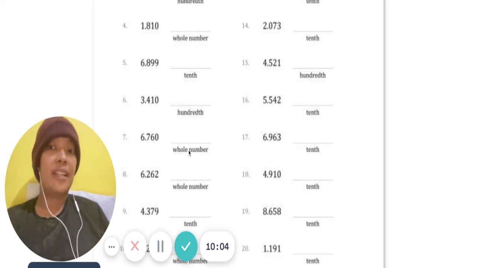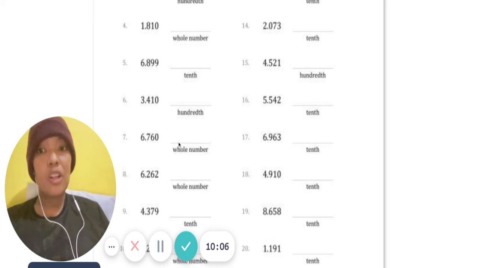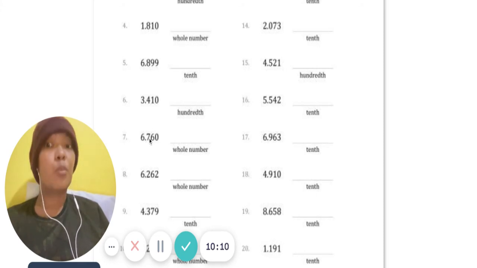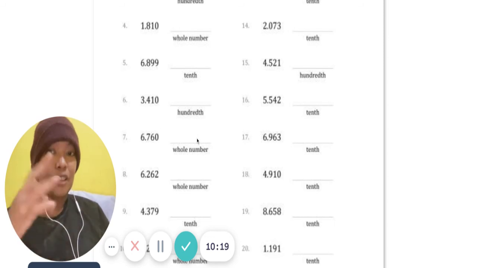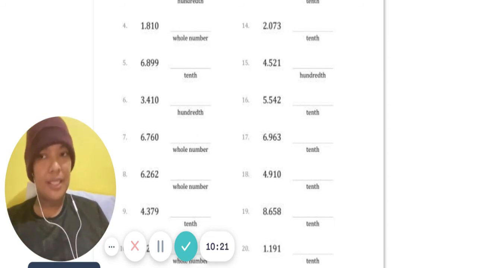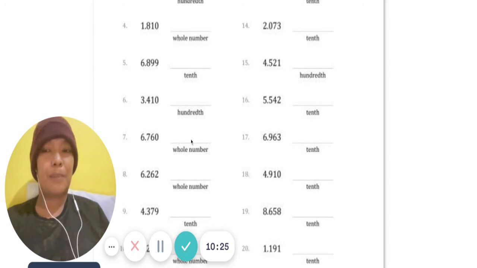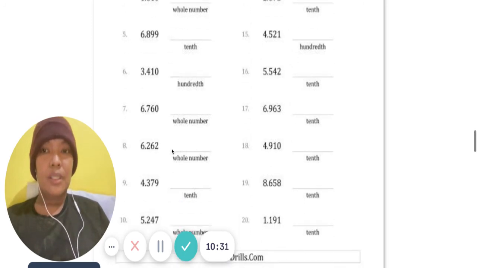Okay? So, number 7, 6.760. Whole number again. Saan nga po ang tingin pag ganito? Sa decimal point. Ano po yung kanan? 7. That is more than 5. So, you add 1 to 6. So, your answer is 7 or 7.000. Tatlong 0. Or 7 kasi 7 is equal to 7.00. Basta may decimal point. Do not forget the decimal point because it will become 7,000 pag tinanggal nyo yung decimal point nyo.